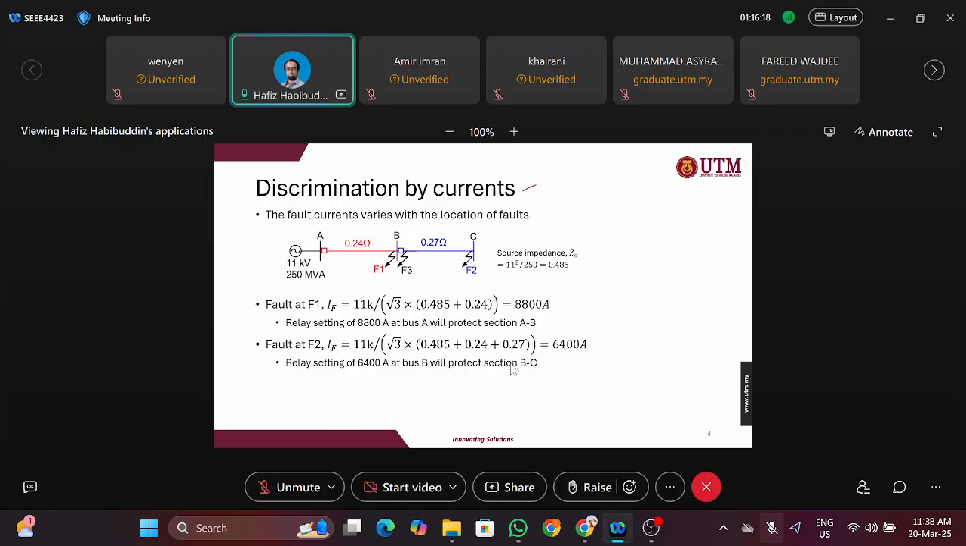So in this case, you have a fault at point 2 here, F2. The fault current would be the voltage of 11 kV divided by the total impedance here, the source impedance 0.24 and 0.27. It is 6400 amp. You set your relay to trip if the current is greater than this, to protect sections B and C. So the relay is here, right?